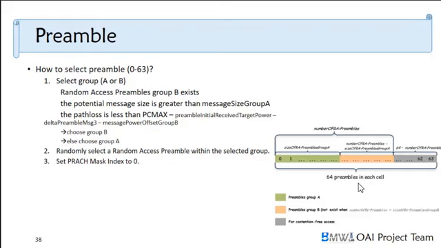If random access preamble group B exists, and the potential message size is greater than the message size group A, and the path loss is less than PCMAX, you will choose group B. Group B is the orange one. If not, you will choose group A. After randomly selecting a random access preamble within the selected group, we set the PREAMBLE_TRANSMISSION_COUNTER to 0.